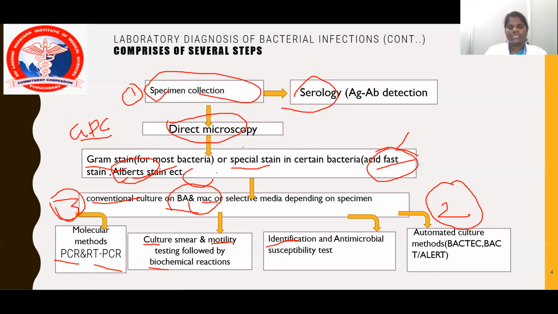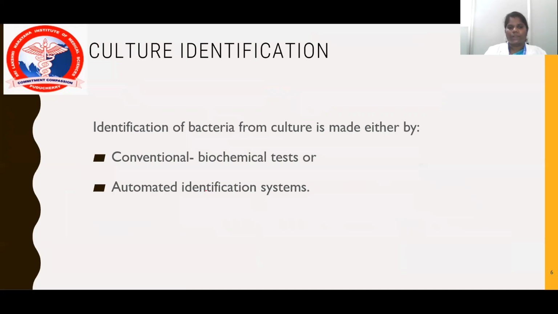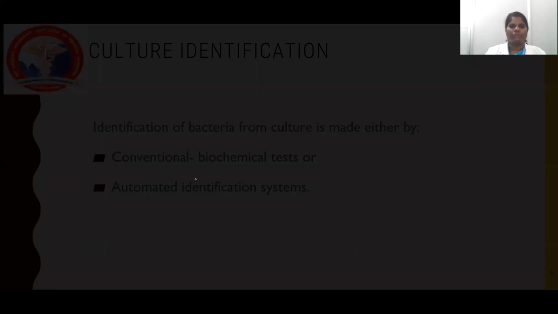Today, I'm going to discuss only the conventional and automated methods. The serology part will be discussed in the immunological part and the molecular part will be discussed later. Coming to culture identification, based on the culture we have the conventional and automated methods. Conventional is basically the biochemical reaction. Coming to the automated, we have a list of automated machines. We will discuss them one by one later.